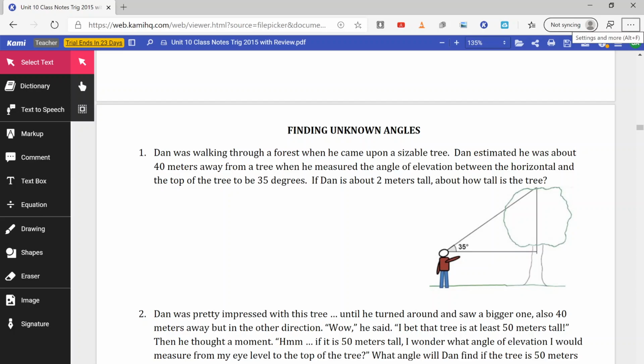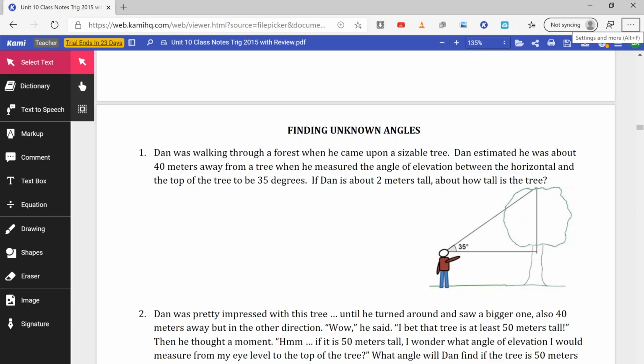What we have today is finding unknown angles. Within trigonometry, as long as we have either an angle and a side, we can find the other two sides. Or if we have two sides, we can find the angle. So how are we going to find these unknown angles?